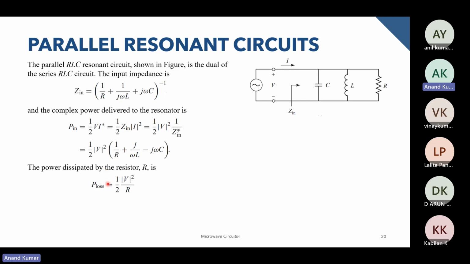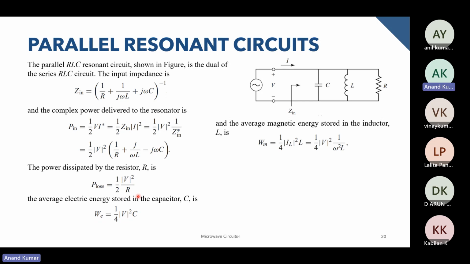Now again, the power dissipated by the resistor is the same as we did in the series case. And now the average electric energy is given by WE, which is the same, and the average magnetic energy is given by WM, which is the same. So if you notice, instead of using current, we're using voltage, because current will be variable in each of these elements, but voltage will remain the same across them. So for consistency, we are using voltage terms instead of current terms.